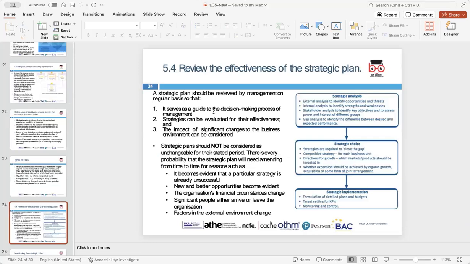Review the effectiveness of the strategic plan. A strategic plan serves as a guide to management decision making. To ensure their effectiveness, these plans should be regularly reviewed by the organization's management. Regular reviews allow strategies to be evaluated for their performance and the impact of any significant changes in the business environment to be considered. So, a strategic plan should not be regarded as fixed for its entire duration, as various factors may require adjustments.